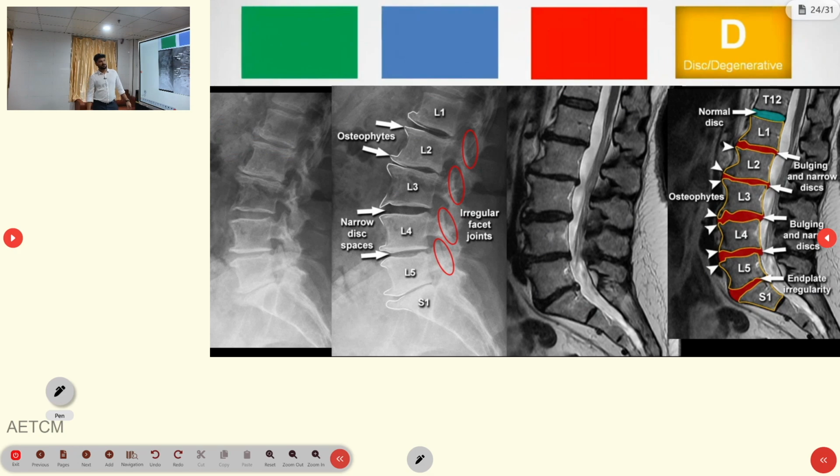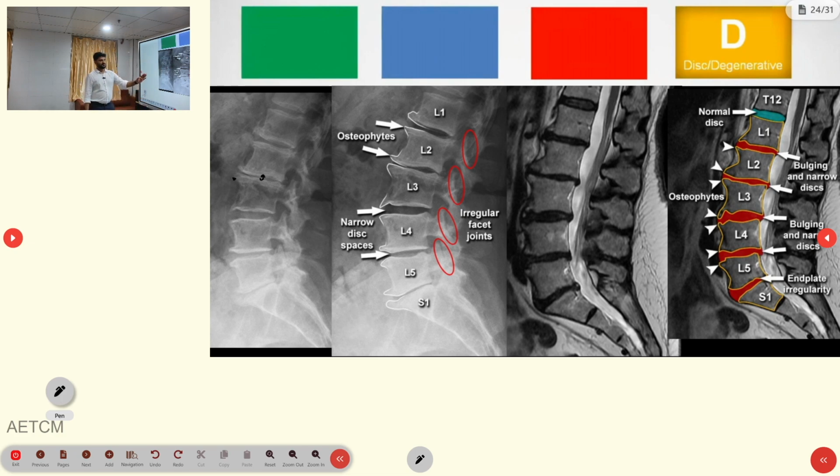Now going to the D part. D is the disc or degenerative part. With aging, every human will develop osteophytic changes and disc degenerative changes. So you have to suspect these as other changes associated with the lower back. In the X-ray you can suspect all these things. If you see sclerosis, osteophytes, and disc space reduction, all this can be degenerative changes.